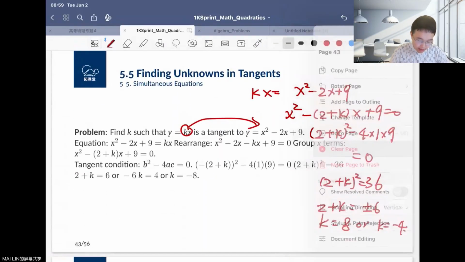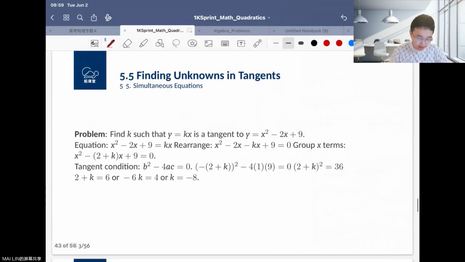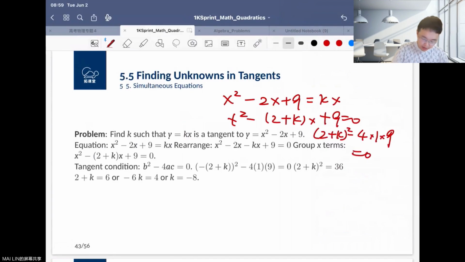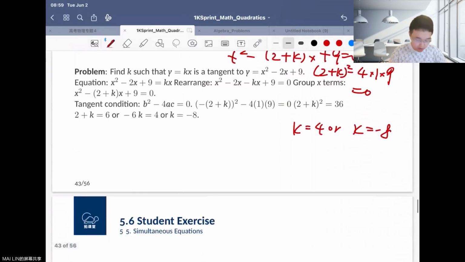Let's move into the next part, about finding a line that is tangent. Maybe we have y = kx, which is tangent to y = x squared - 2x + 9. So x squared - 2x + 9 = kx, and rearranging gives x squared - (2 + k)x + 9 = 0. Then (2 + k) squared minus 4 times a times c equals 0. Solving, k = 4 or k = -8. These are the two solutions for k that obey the rules for x.